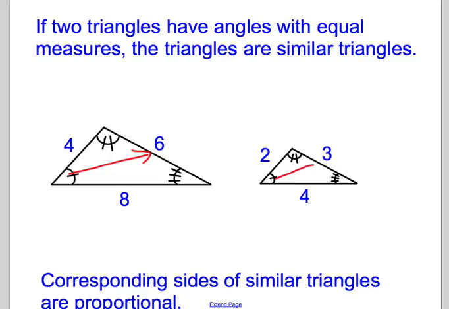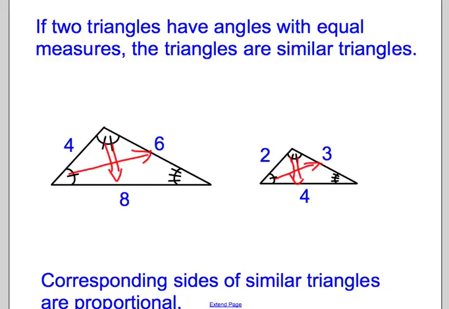So here, angle 1 is opposite the side with a length of 6. Here, angle 1 is opposite the side that has a length of 3. And so those two sides are opposite the same angle, so they correspond. They match up. And it's easy to see on these because the triangles are drawn out that way to begin with. But the sides opposite congruent angles are corresponding.